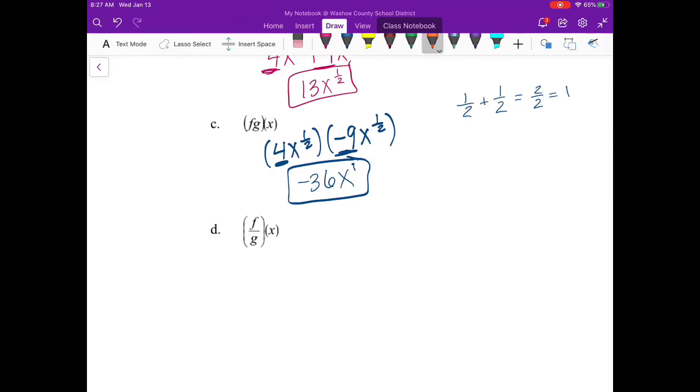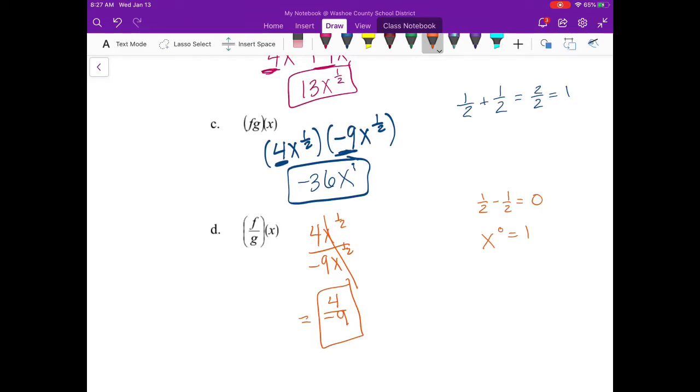And last one here, we have division. So 4x to the 1/2 over negative 9x to the 1/2. So again, think about your rules for when you are dividing terms with exponents. You are actually going to subtract 1/2 minus 1/2, which gives you 0. So this cancels out, right? Because it would become x to the 0 power, which is just 1. So this is 4 over negative 9.